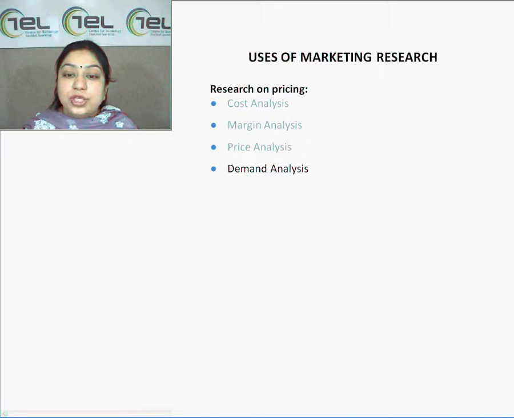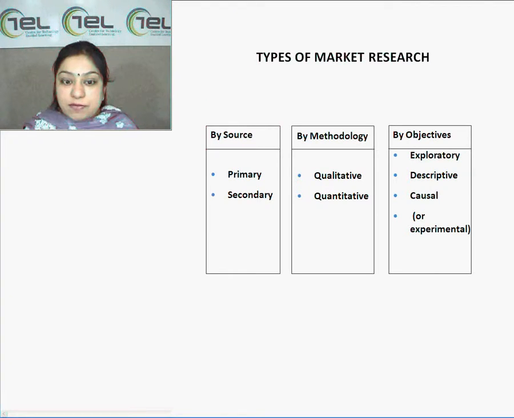Now all these were the uses of marketing research, where marketing research is helpful. Next comes the types of marketing research. I have divided these into three categories: first by the source, next by methodology, and next by the objective. By source, marketing research can be categorized into primary and secondary. By methodology, it can be qualitative and quantitative. By objective, marketing research can be exploratory, descriptive, causal, or experimental research.